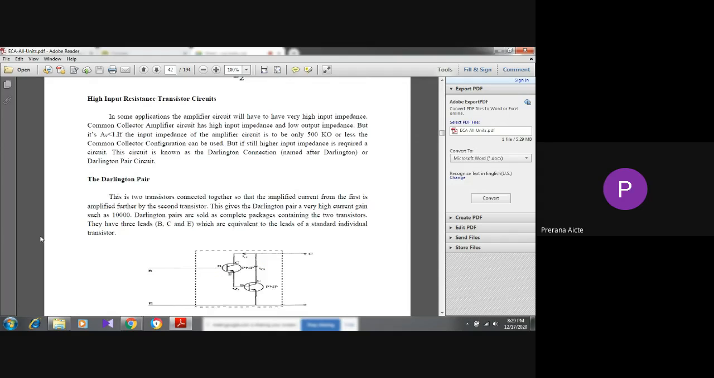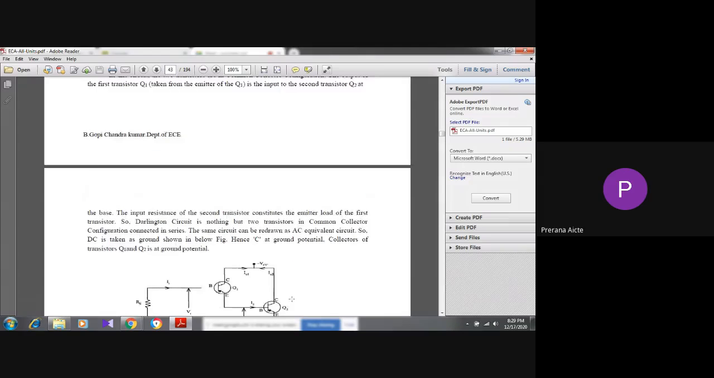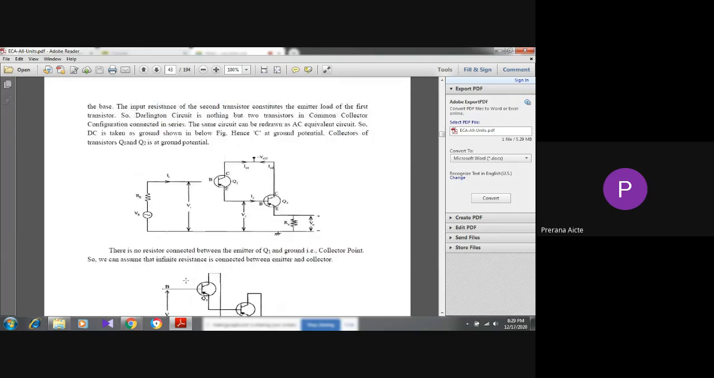See this figure. This is the Darlington circuit. The first stage is common collector, and the second stage is also common collector. In this circuit, the two transistors are in common collector configuration. The output of the first stage Q1 is taken from the emitter of Q1, which is the input of Q2. Now, the analysis of this Darlington. See this figure.